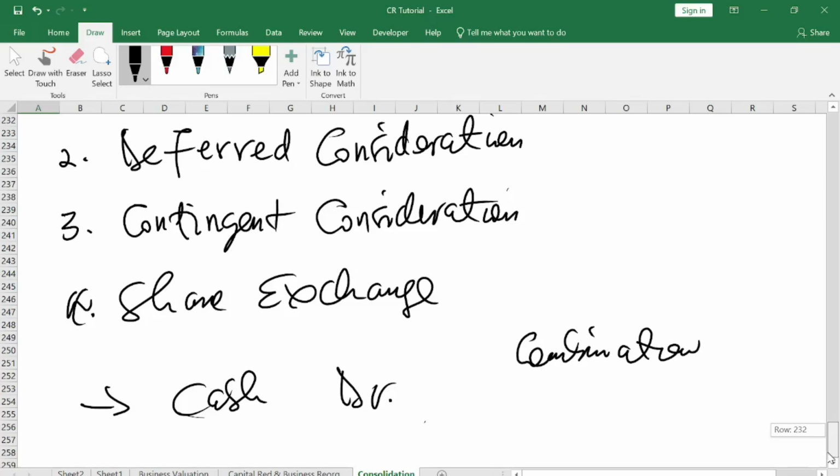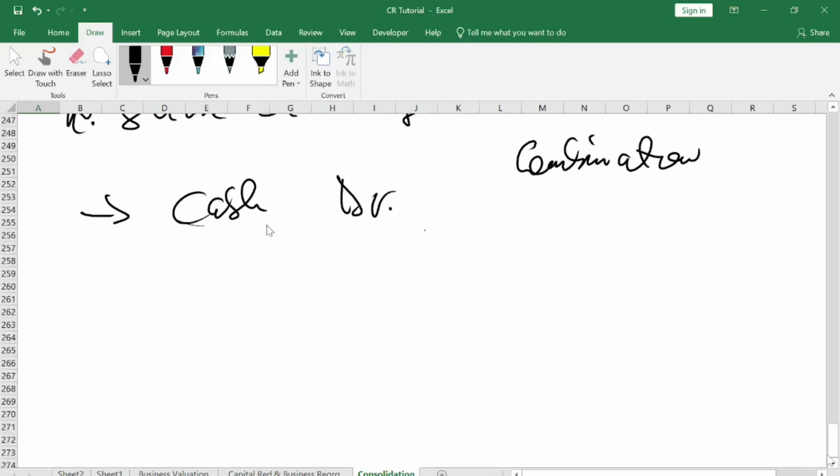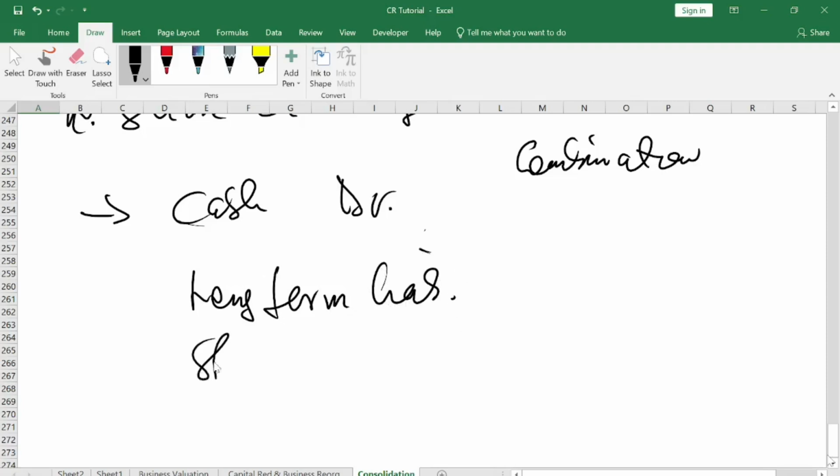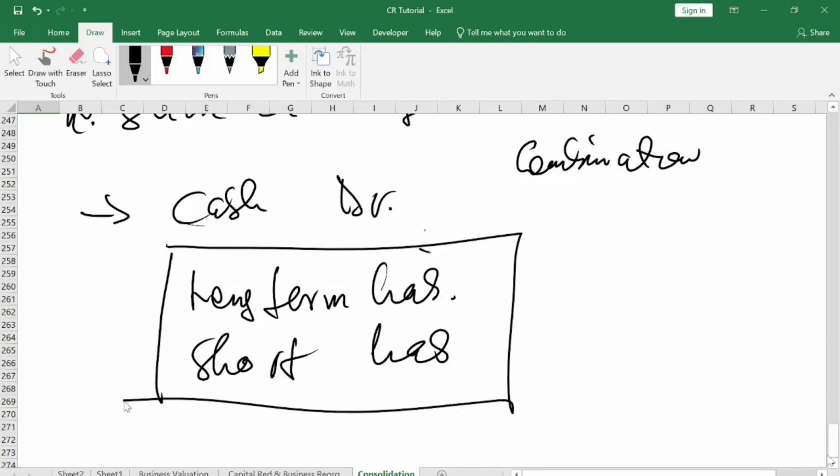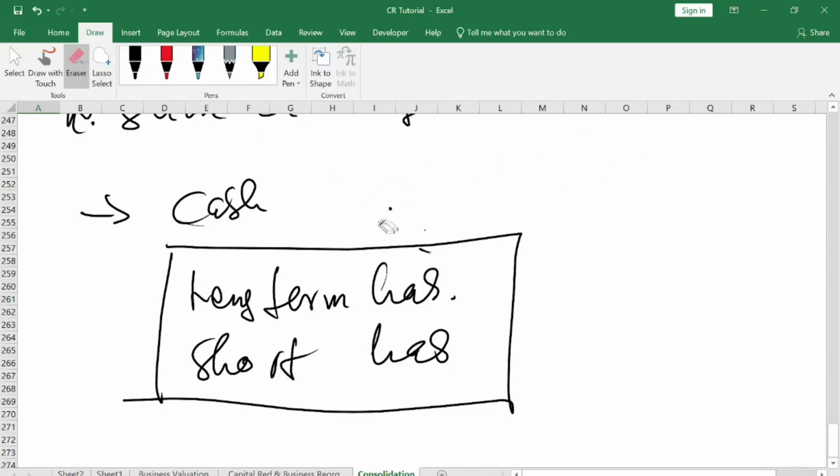When they bought also through deferred consideration, that one too will go to long-term liability and short-term liability. Those are the places that deferred consideration will go. So the deferred consideration will go to both long-term liability and short-term liability. Do you understand?